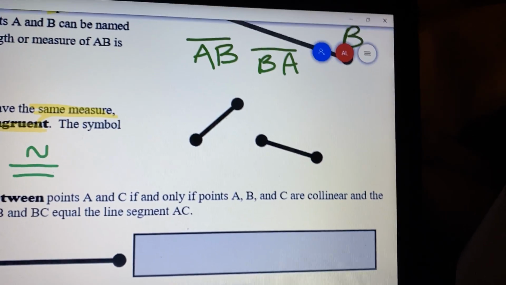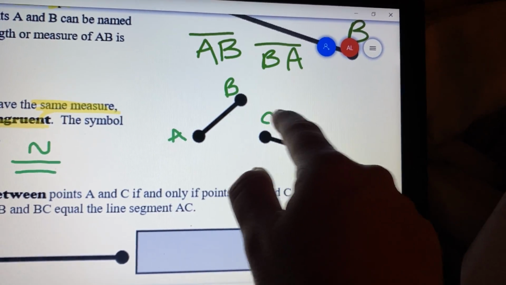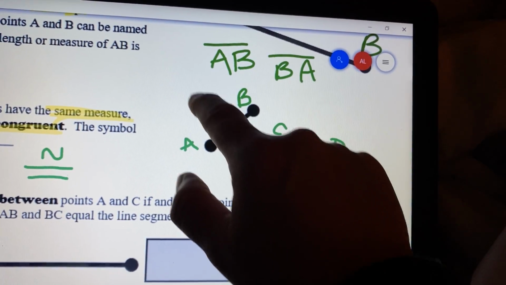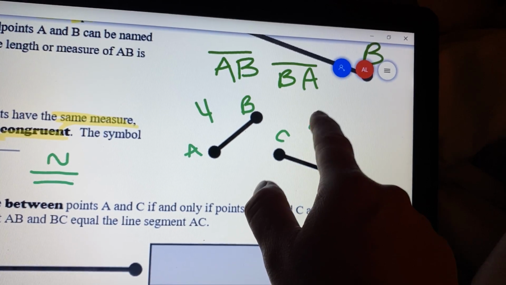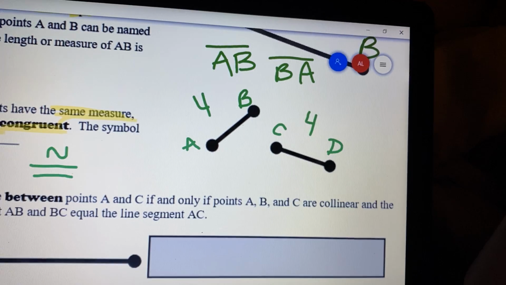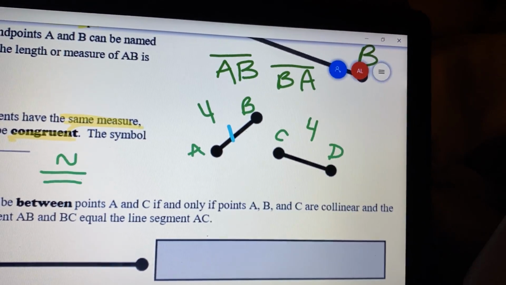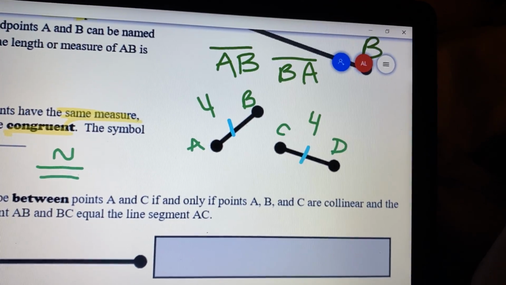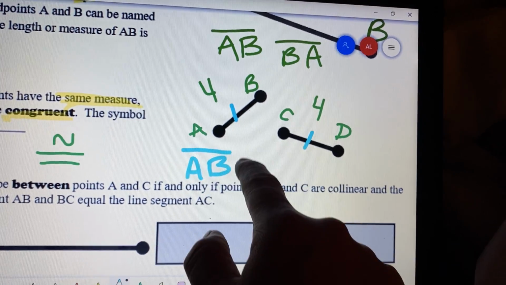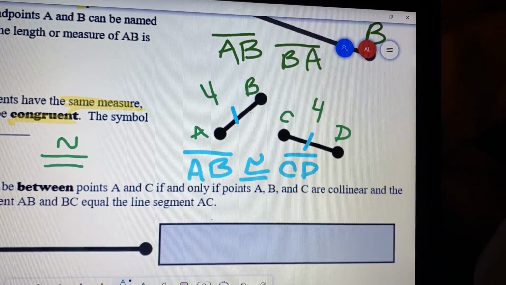So over here, if this is segment AB and this is segment CD, we would know they're congruent if their measures were the same. So if this was 4 centimeters and this is 4 centimeters, we would know they're congruent. Another way that we could know they're congruent is if they both have the same number of tick marks. So if this had 1 tick mark and this had 1 tick mark, then I know that they're congruent. And we could say AB is congruent to CD. All right?